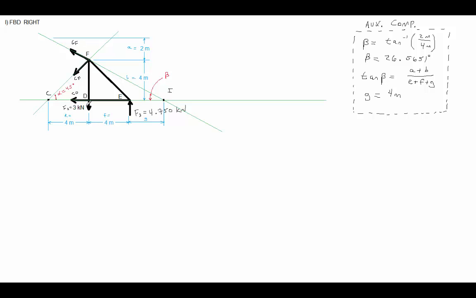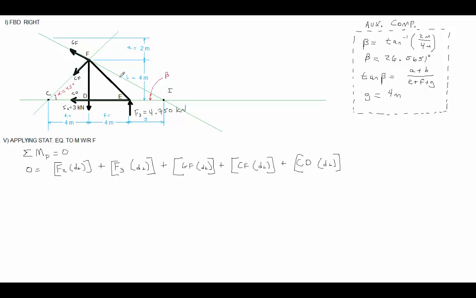CD, however, does have a distance to point F. So we can solve for CD, applying static equilibrium to moments with respect to point F. So start with our statement of static equilibrium. Then we're going to write out our zero statement. GF and CF both go through point F, and so they're going to produce 0 moments. That's the nice part about labeling your forces like this.